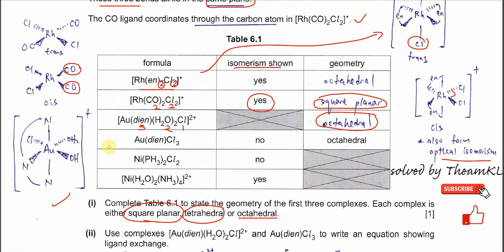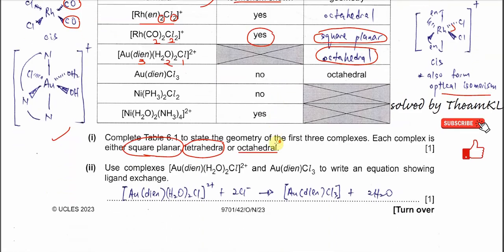And again, when you draw this, you need to make sure the N must be in the same plane. These 3 bonds that go with these 3 N must be in the same plane. So if you can see, this is the plane. This is the plane. Okay, so this part's done.